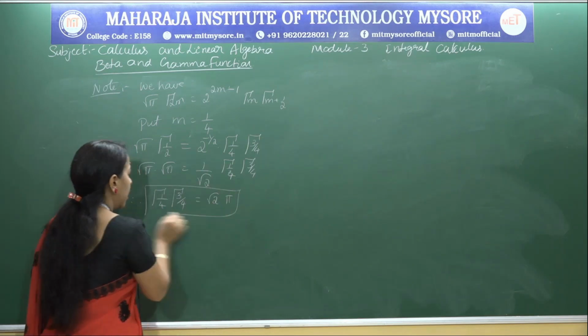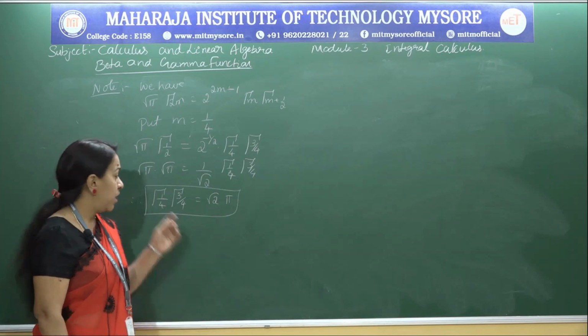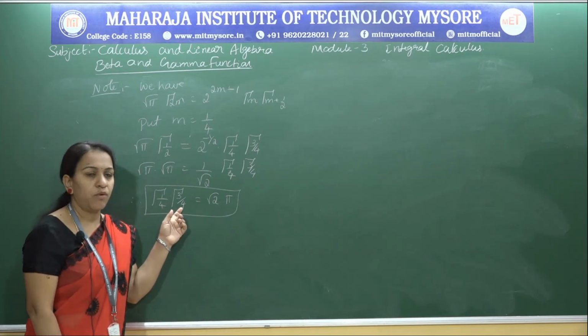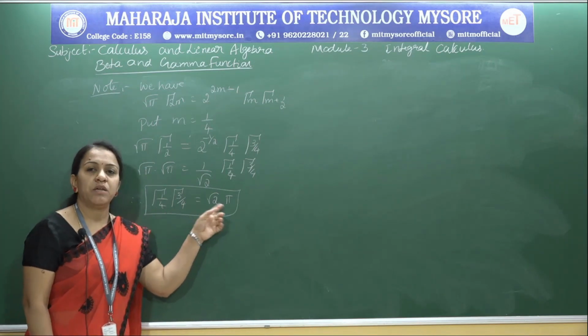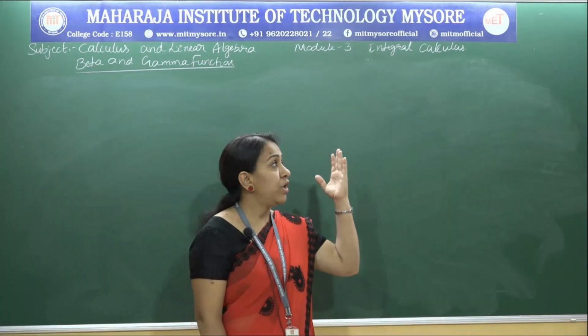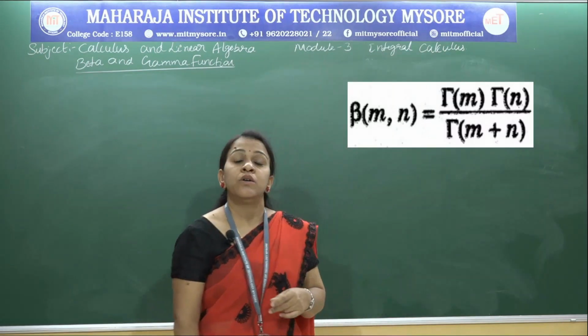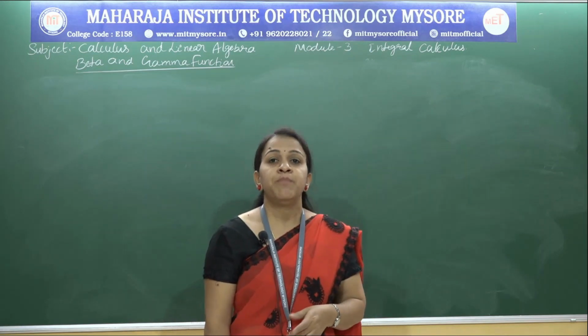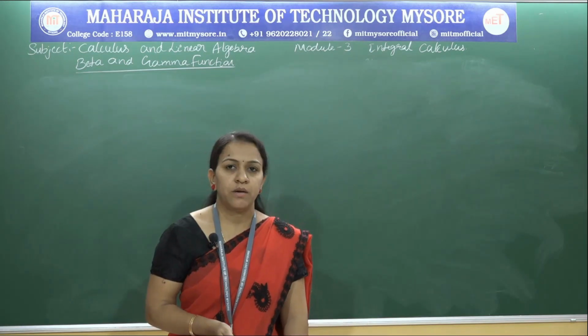So whenever we have a standard result like gamma 1 by 4 into gamma 3 by 4, that can be replaced by pi into root 2. So we should know all these formulas to solve the problems. Okay, let me solve the problems on beta and gamma now.